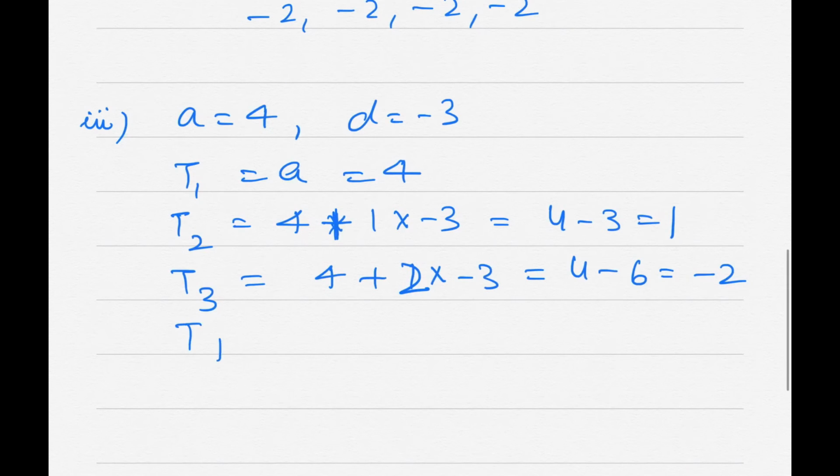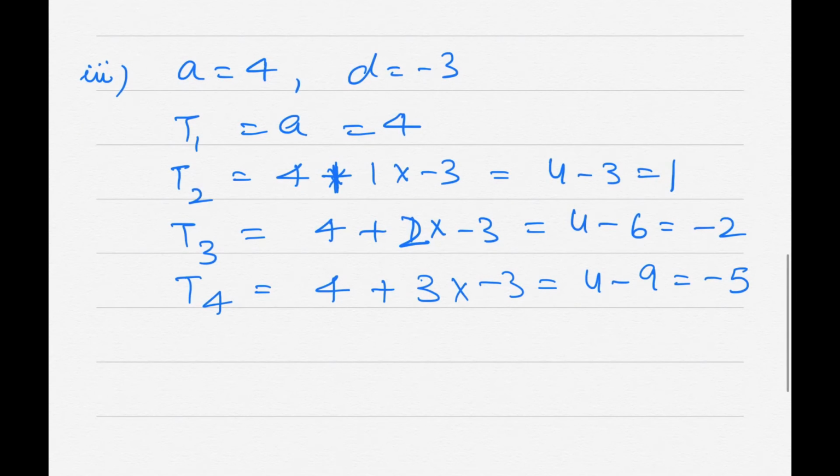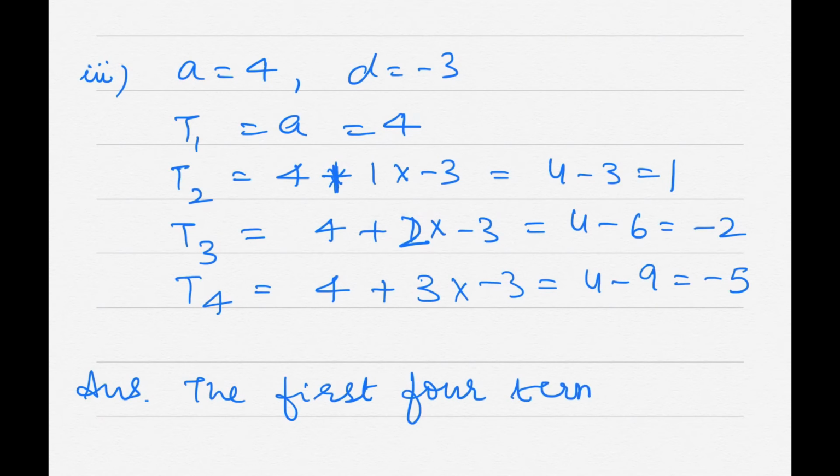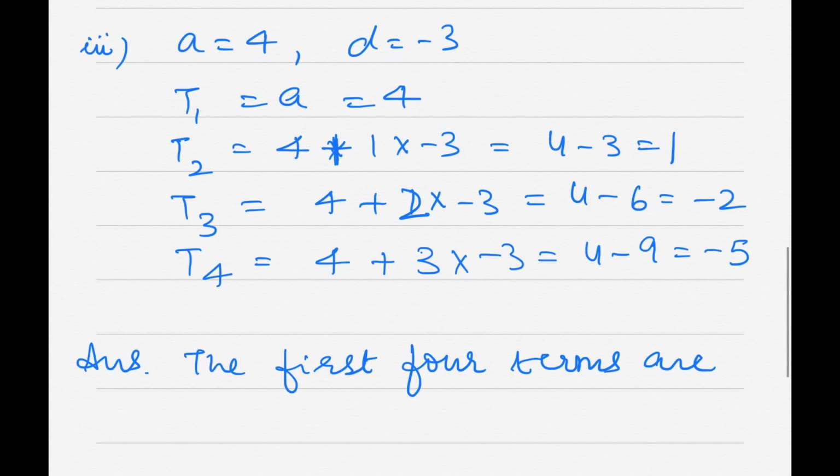The fourth term will be equal to 4 plus 3 into minus 3. So this will give me 4 minus 9, so this is minus 5. Okay, so we had to find the first four terms, and we have already found them. So my answer: the first four terms are 4, then 1, then minus 2 and minus 5. So we see the common difference is minus 3, right?